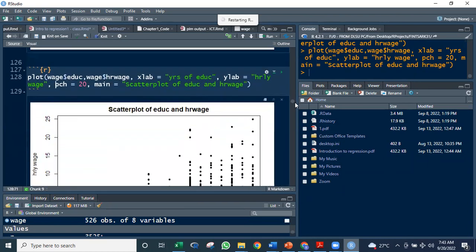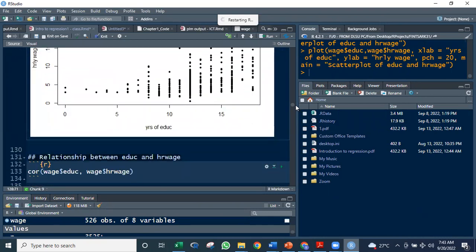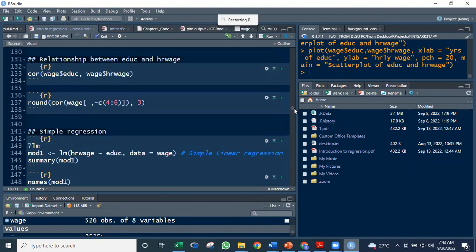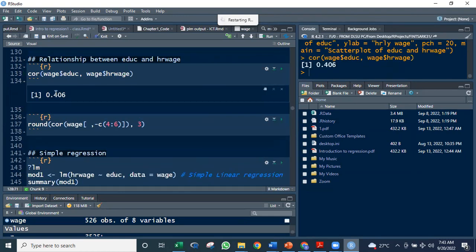R has a lot of very powerful data visualization tools in the package ggplot2. So I'd like to encourage you to learn. There are many tutorials on the ggplot2 package. Here, since we would like to establish a relationship between education and hourly wage, we want them to have very high correlation. We're getting 0.406. It's just a medium, not really a strong correlation. There are statisticians that say that strong correlations start from 0.7 up, but there's no really established or standard classification for that.